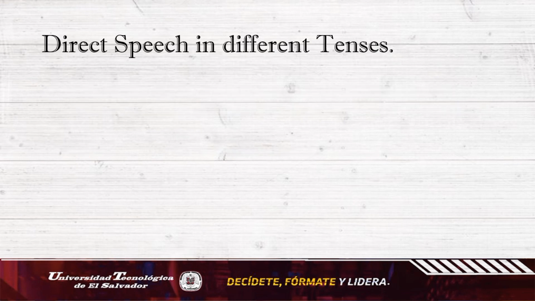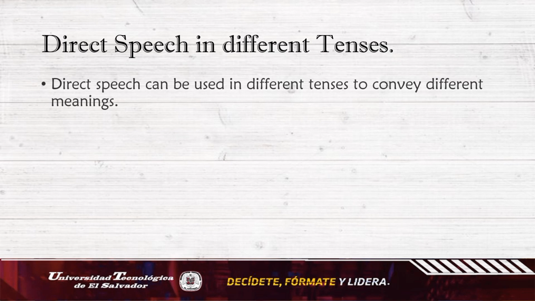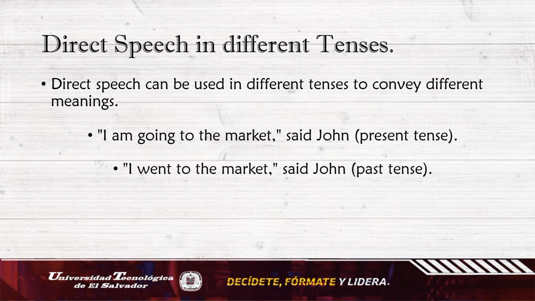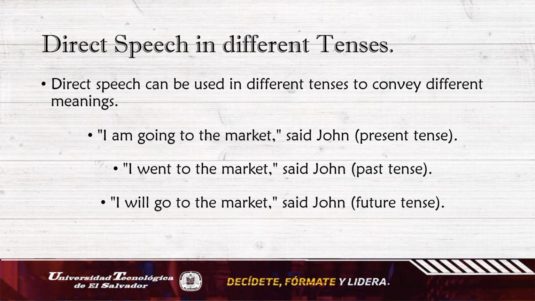Direct speech in different tenses. Direct speech can be used in different tenses to convey different meanings. For example, "I am going to the market," said John, present tense. "I went to the market," said John, past tense. "I will go to the market," said John, future tense. The tense used in direct speech depends on the tense of the original words spoken.